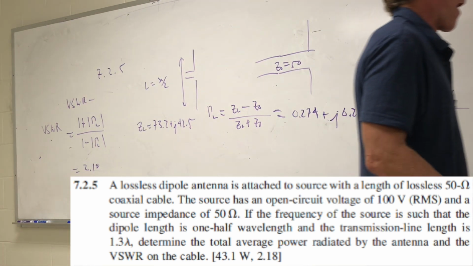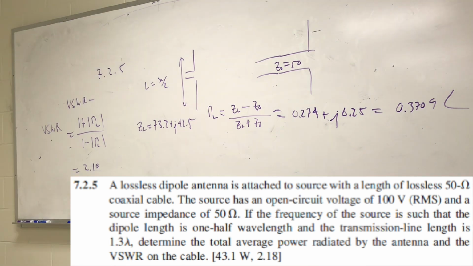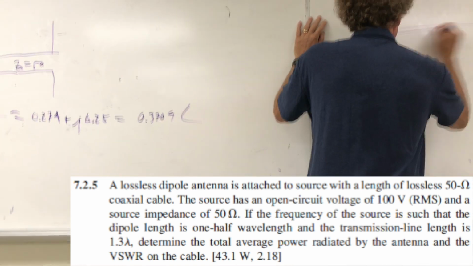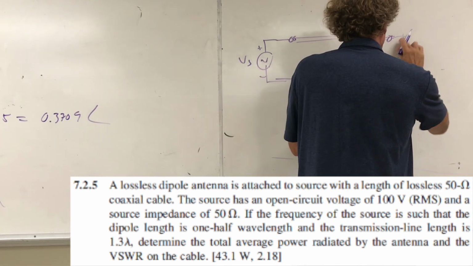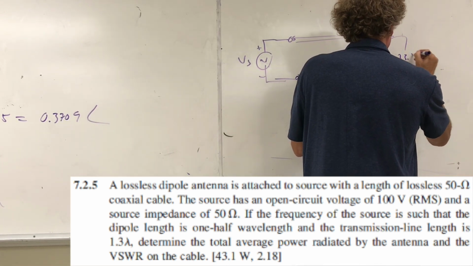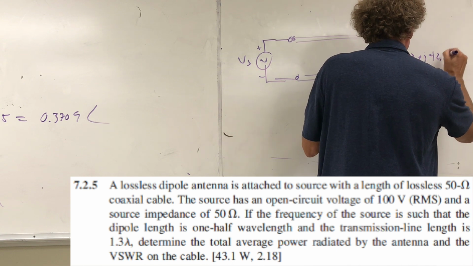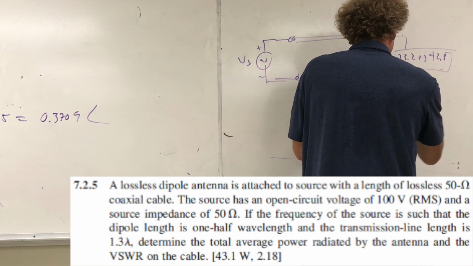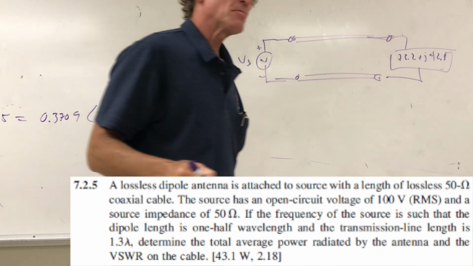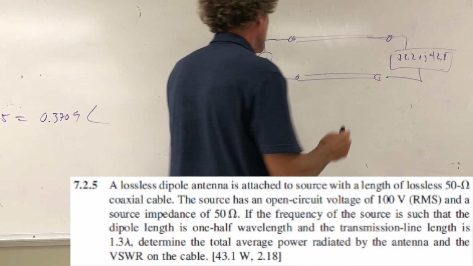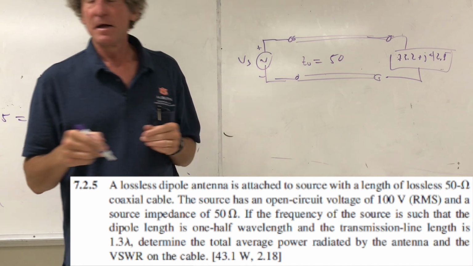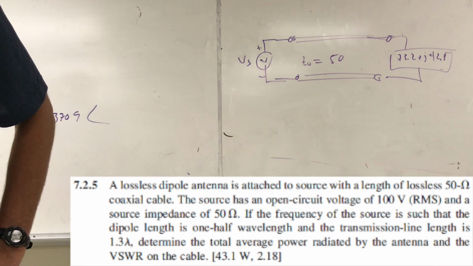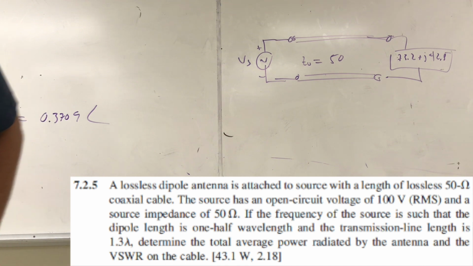The transmission line length is 1/3 lambda. Determine the total average power radiated by the antenna. So we've got a voltage source, plus or minus VS. Now we've got the transmission line, and I've got the load here, and the load is going to be 73.2 plus j42.5, right? There's a couple ways to do this. Characteristic impedance Z naught is what? 50 ohms, right? Is that transmission line lossless? Yes, it is.